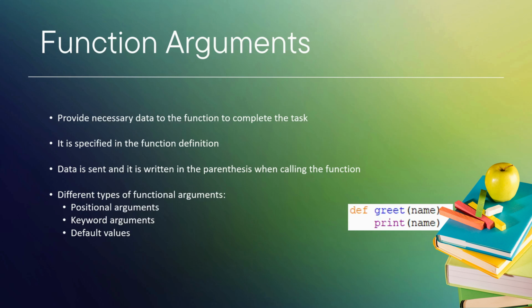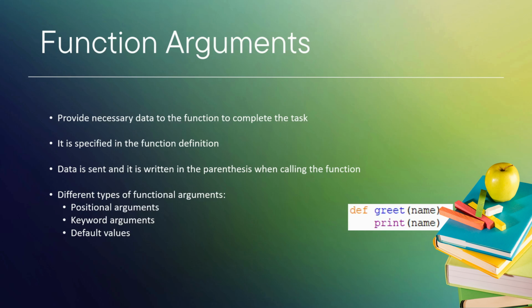And there are different types of function arguments: positional arguments, keyword arguments, and there are also default values that we will have a look at. There are a couple more function arguments, but those become too advanced. So we will not have a look at them in this lecture because those are not important and these are the ones that are mostly used. So first we need to learn this and then we can move on to that one.